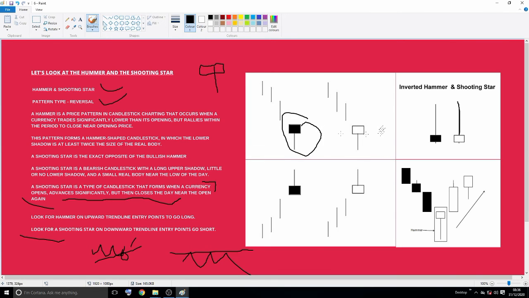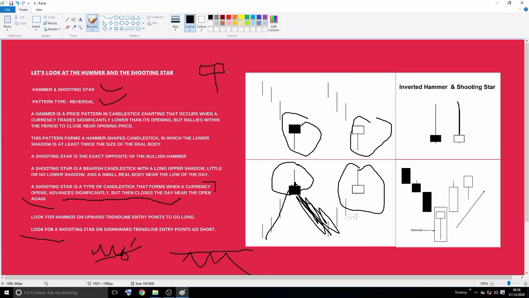So here is the hammer. This one is an inverted hammer, and this one is a shooting star. The price was pushing up, the inverted hammer formed, and it's likely to start dropping. And then we have price pushing up and the shooting star formed, and we're expecting it to drop. Same thing here and here.